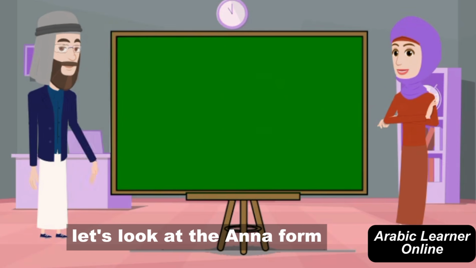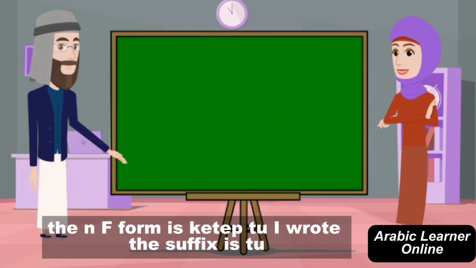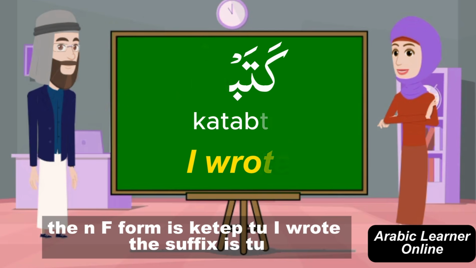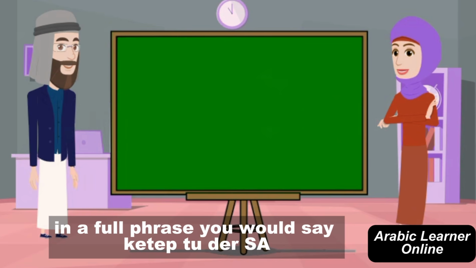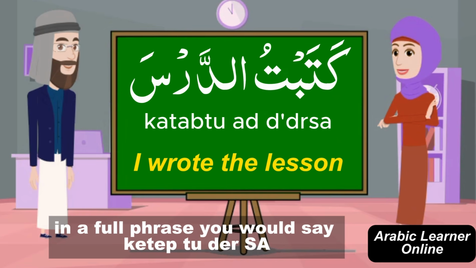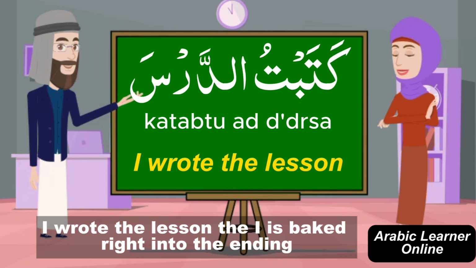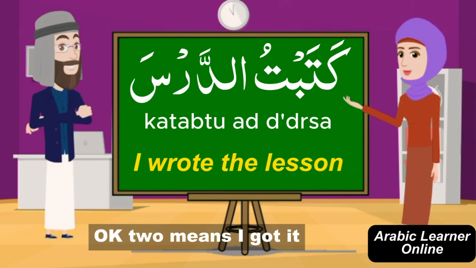Let's look at the ana form. The ana form is katabtu, I wrote. The suffix is tu. In a full phrase, you would say katabtu al-dars, I wrote the lesson. The I is baked right into the ending. Okay, tu means I. Got it.